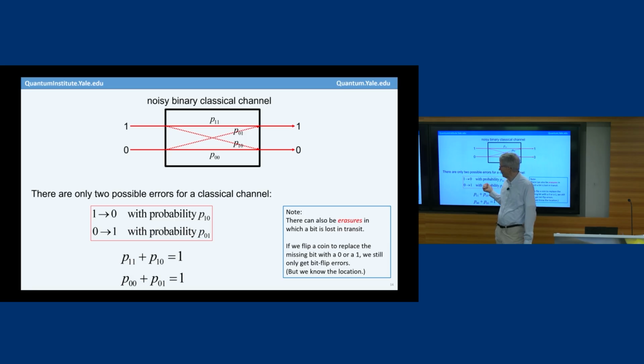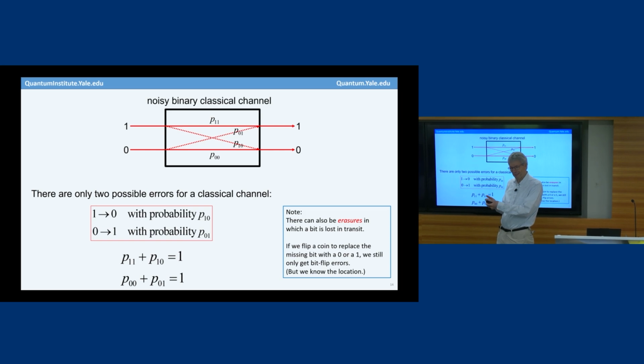Okay? But maybe Alice can do something more clever. She can have a red flashlight and a blue flashlight. They're supposed to represent 0 and 1. But every time she sends a bit, there should be some light, either red or blue. But sometimes no light arrives. Then Bob knows something went wrong. That's an erasure error. The bit was lost in transit, you know?